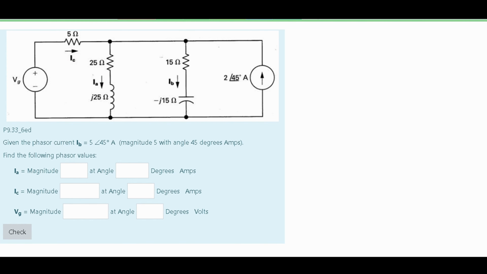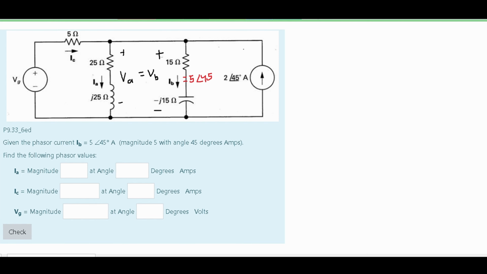So looking at these, I can plug in what I know. For I of B, we know we have a 5 with an angle of 45 degrees. Now for here, we can find our I of A, and we're going to do this with voltage. If we look at our I of A and our I of B, we can see that these currents are in parallel. That means the voltages are going to be in parallel. So the voltage for A is going to be equal to the voltage of B. Since these are equal, if we find the voltage of B, we know the voltage of A. And then we can use Ohm's law to find the current.